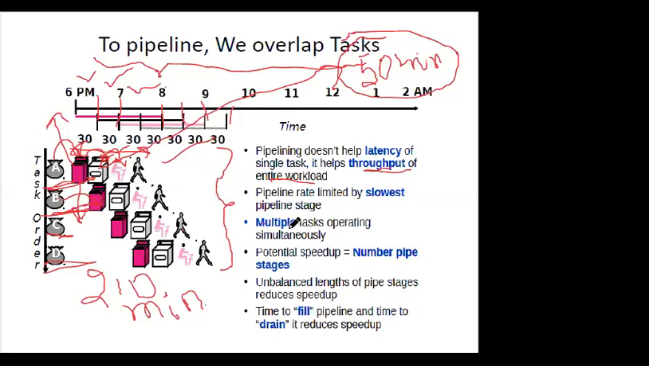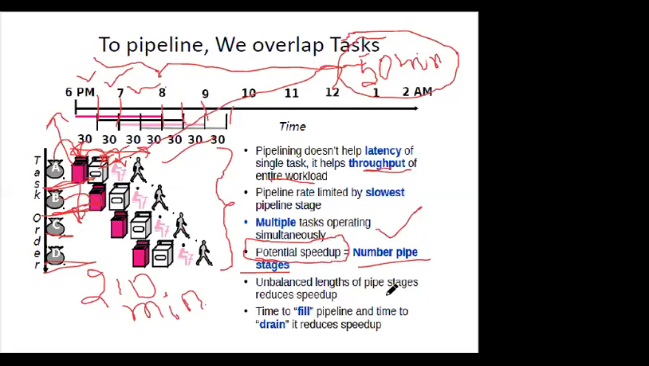The next part is multiple tasks operating simultaneously. Obviously, there are multiple tasks, and they are operating simultaneously. Then we have potential speed up equal to the number of pipeline stages. So what is the speed up? Speed up is the ratio of average instruction time without pipelining to the average instruction time with pipelining. This ratio is known as speed up.